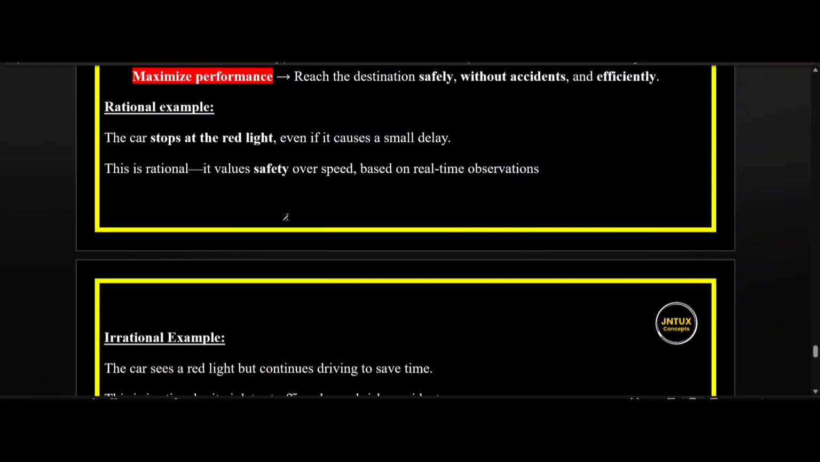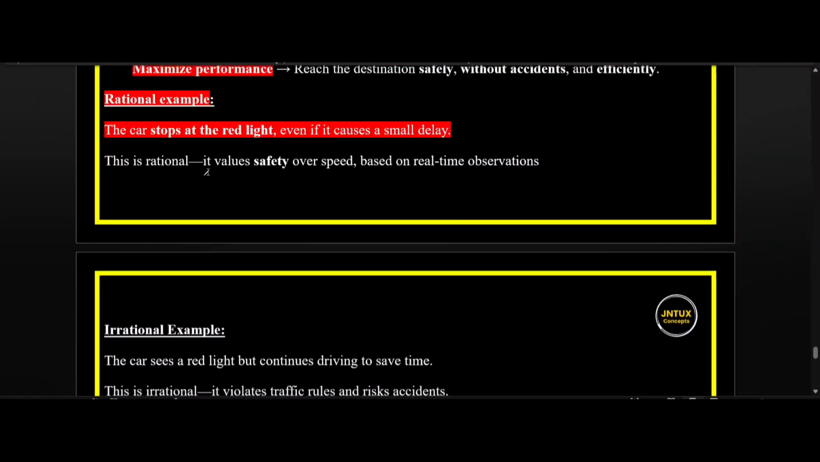So let's classify this particular example into two ways: a rational example and an irrational example. What is meant by a rational example? The car stops at the red light even if it causes a small delay. This is rational, because it values safety over speed based on real-time observation. The moving car stops when the traffic signal is red, even though it knows that it may get delayed by a couple of minutes to reach the destination, because you have designed the car in such a way that it values safety over speeding or breaking the traffic lights.